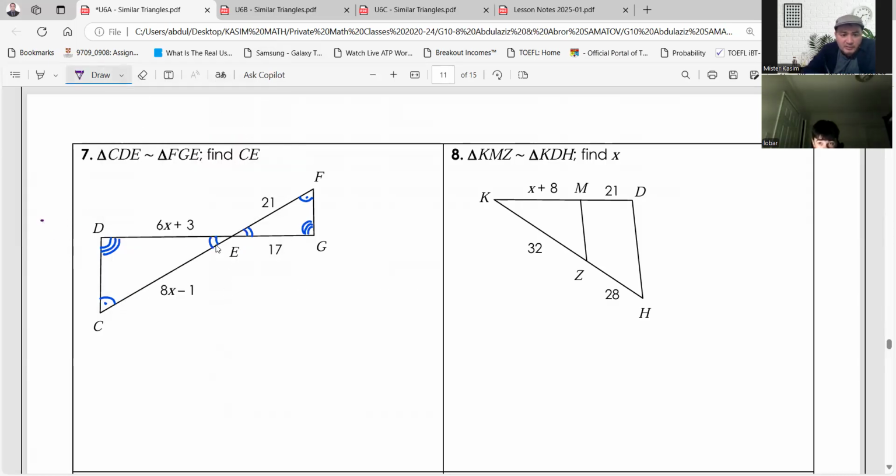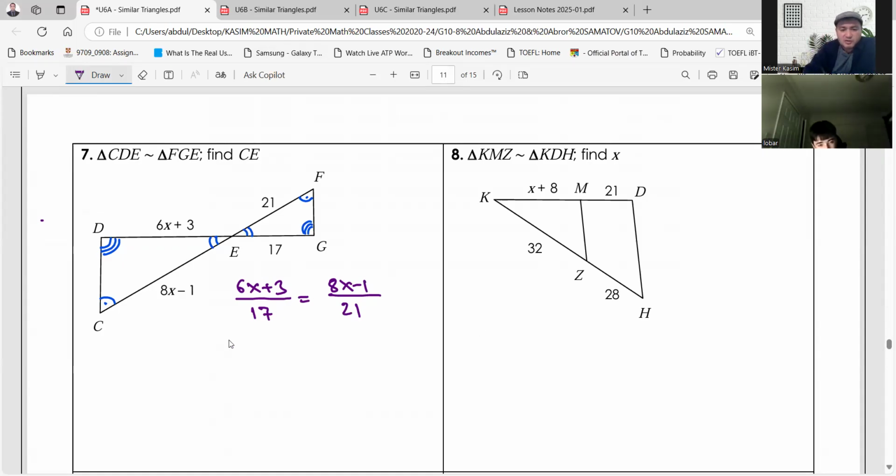So that means opposite angle C, we have 6x plus 3. Angle C corresponds to angle F. Opposite F, we have 17. And opposite angle D, we have 8x minus 1, since D corresponds to G, right? So here we have 21. And how do we write this proportion using the definition, actually, the criteria? Two figures are similar if and only if number one, all corresponding angles are congruent. Number two, corresponding sides are proportional.